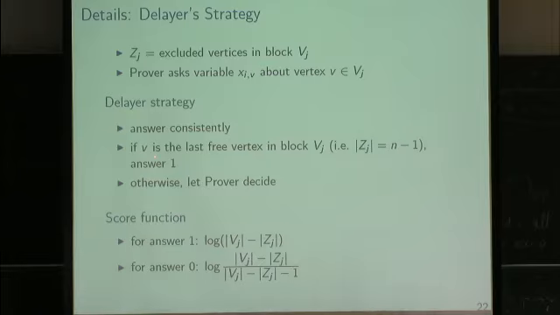Now the score function is this. If the prover makes the choice and answers 1, then we get log of |Vj| minus |Zj| points. So this number will be exactly the number of free vertices. The Zj are the vertices that are excluded from block j, and in total there are |Vj|, which is n. So it's n minus |Zj|, the number of free vertices that are still there.